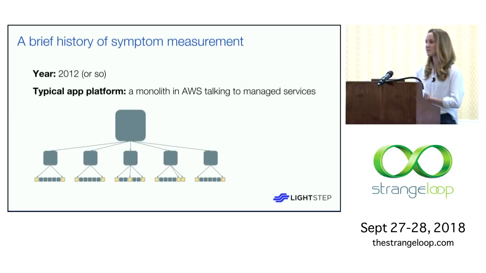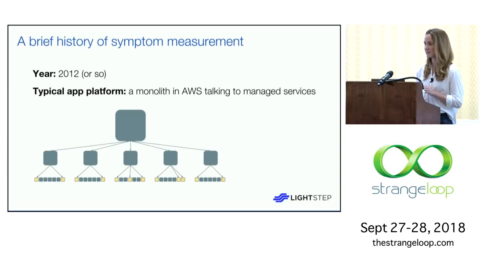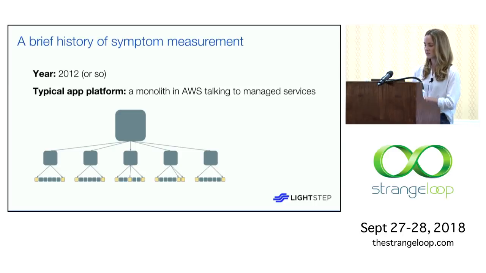Now, by about 10 years later, in 2012, the landscape had changed. And now what applications typically looked like was a monolith, but that was talking to a bunch of managed services that it depends on. So here, my monolith is that big gray box, and it's talking to a bunch of other services that fan out to a bunch of servers. Those ones highlighted in yellow are the ones that need to respond to fulfill my request.